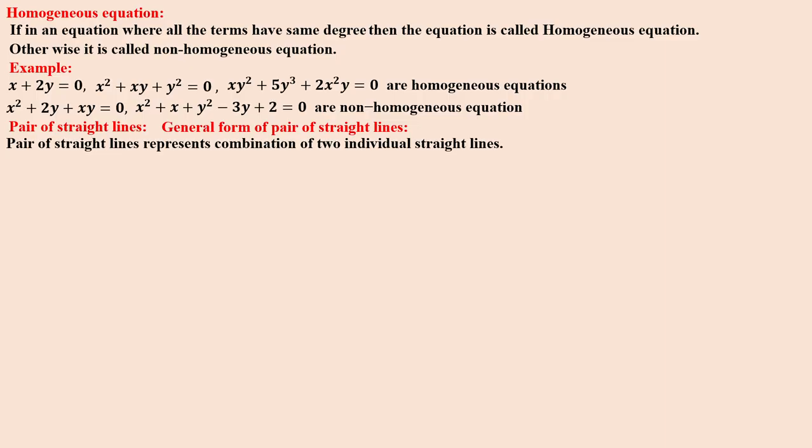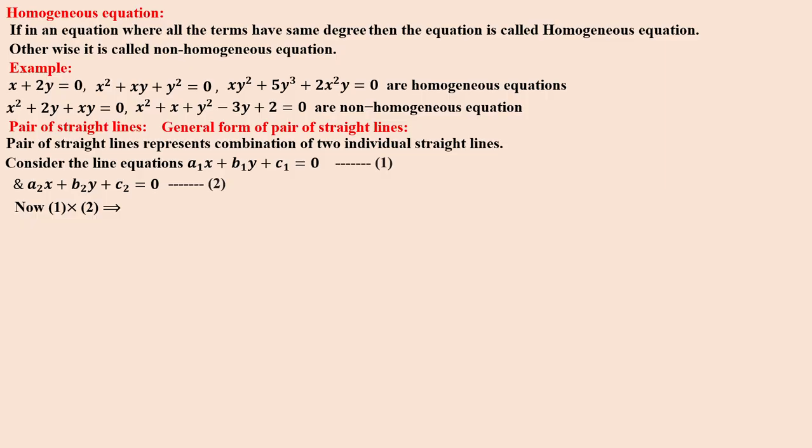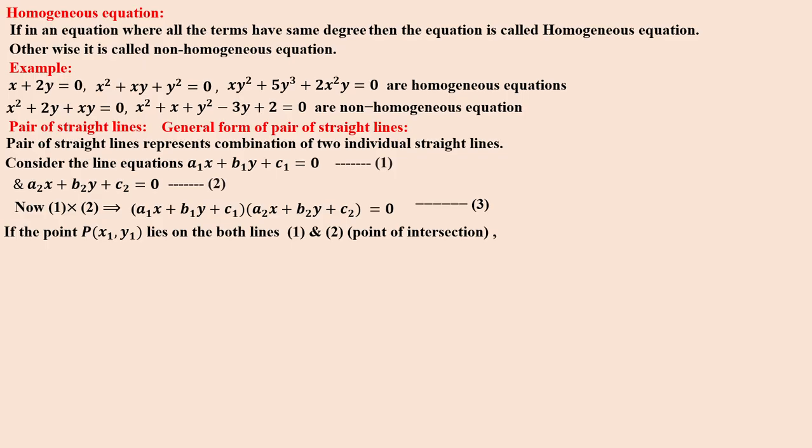straight lines. So consider the line equations a1x plus b1y plus c1 equal to 0, that is 1, and a2x plus b2y plus c2 equal to 0, that is 2. Now multiplying 1 into 2, a1x plus b1y plus c1 into a2x plus b2y plus c2 equal to 0, that is equation number 3. If the point P (x1, y1) lies on both lines 1 and 2, that is the point of intersection of lines 1 and 2, then it will satisfy both equations, right? Instead of x you put x1 and y1, so the value of that equation is also 0.